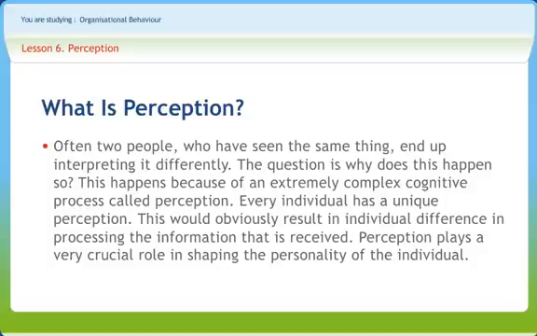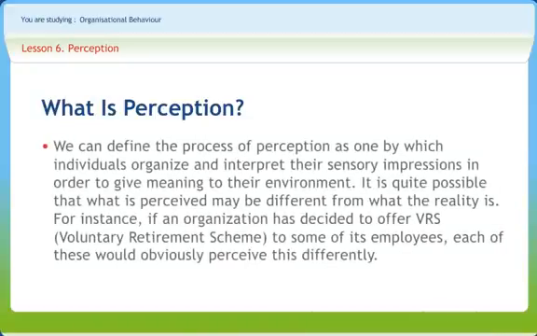But what is perception? We can define the process of perception as one by which individuals organize and interpret their sensory impression in order to give a meaning to their environment. It is quite possible that what is perceived may be different from the reality.